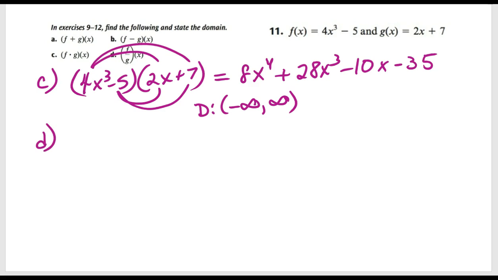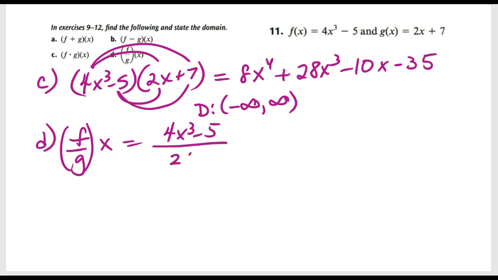So warning, division, you're going to be careful on. When I want to divide the functions f by g, then I'm going to put my f in my numerator and my g in my denominator. I can try to simplify this by factoring, but it won't factor. So this is my answer.